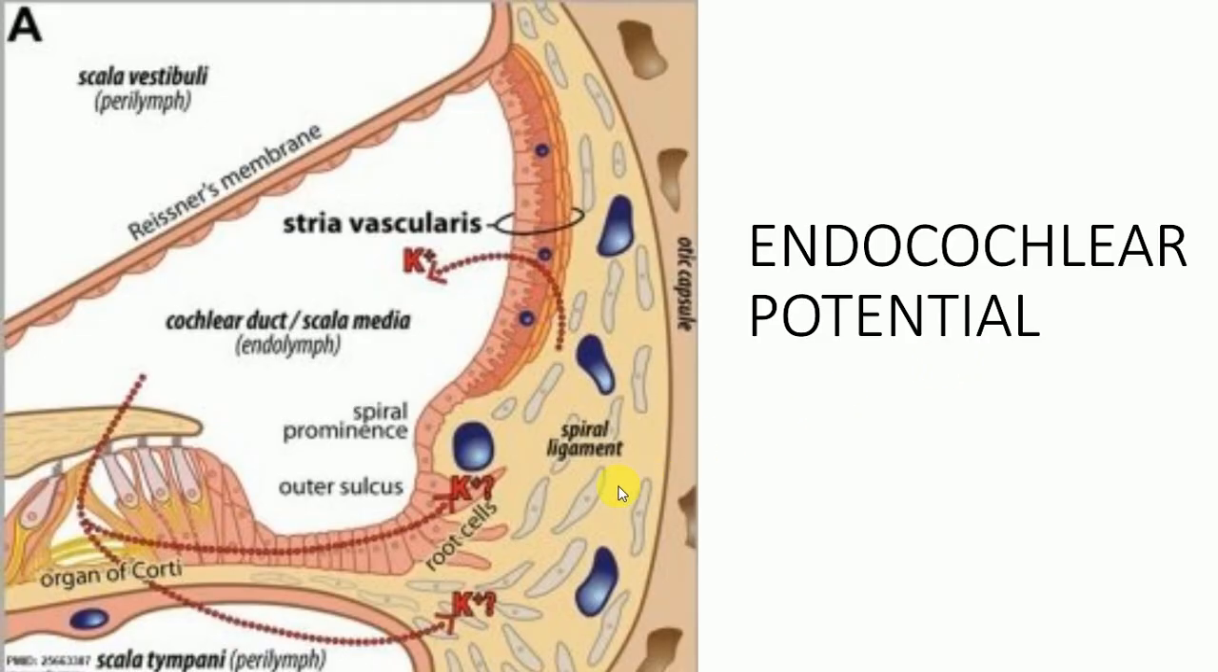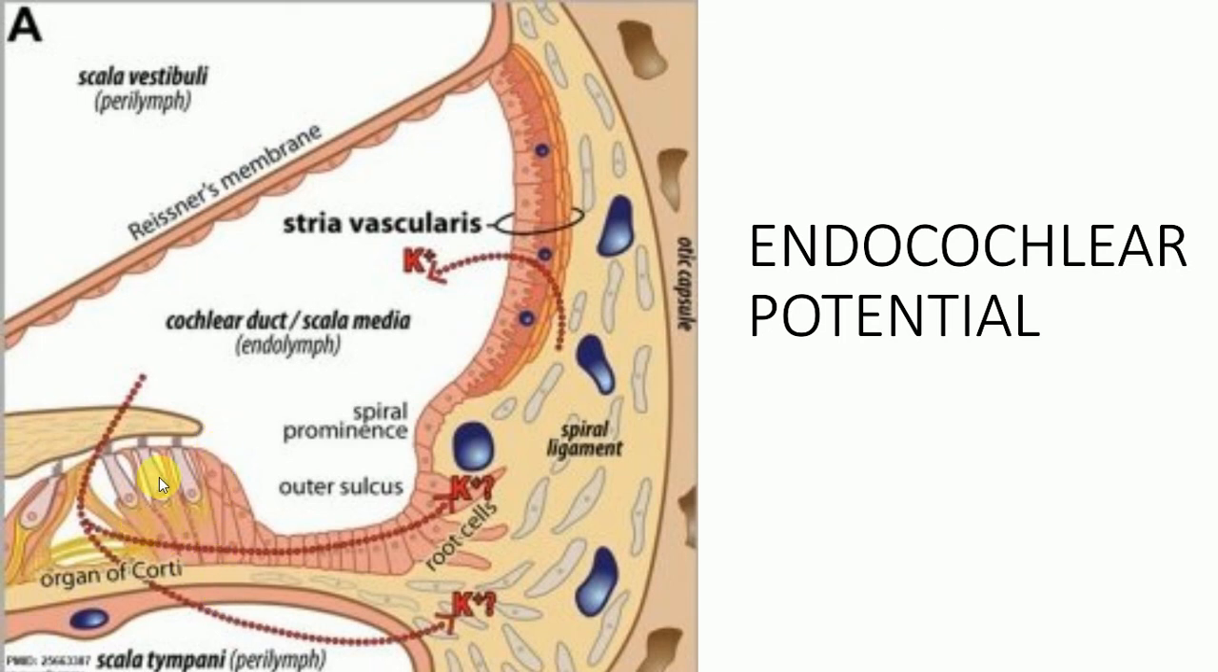Now, lastly, another important structure of the scala media is this stria vascularis. What is the function of this vascular structure? It brings in potassium into the endolymph, maintaining the endolymph's high potassium and low sodium gradient. What is endocochlear potential? As I told you, the cilia, that is the upper part of the hair cells, are bathing in endolymph, while the lower part is mostly in perilymph. Now what happens? There is a continuous potential difference between this endolymph and the perilymph, between the inside of the scala media and the outside.